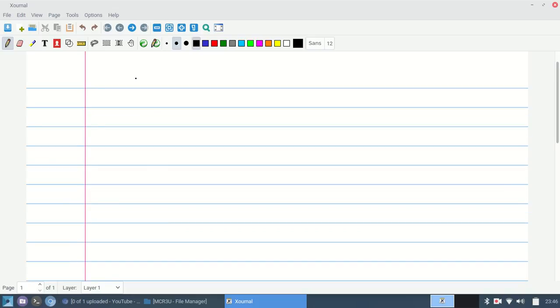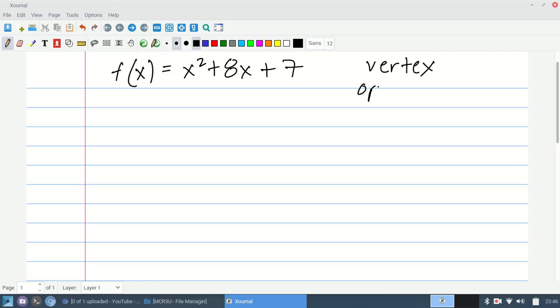So I've got a function f of x equals x squared plus 8x plus 7. I need to characterize it: find the vertex, direction of opening, intercepts, and then a graph. So we're just going to figure out how to do this.